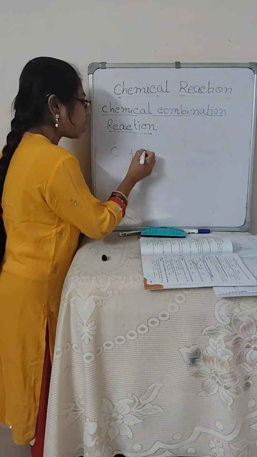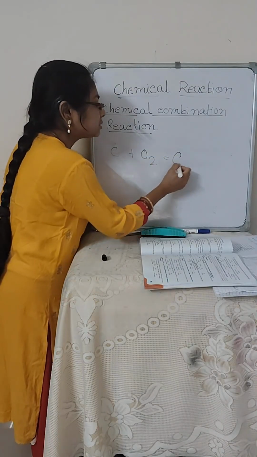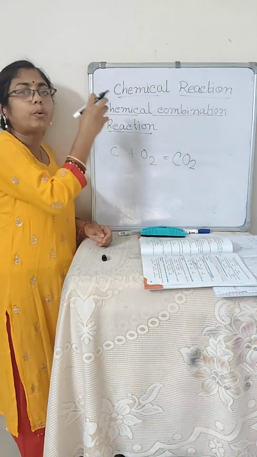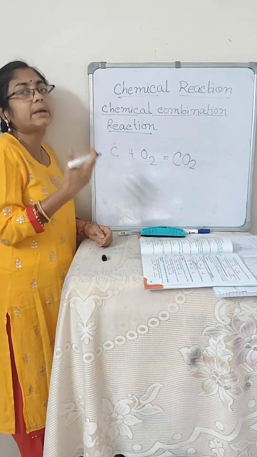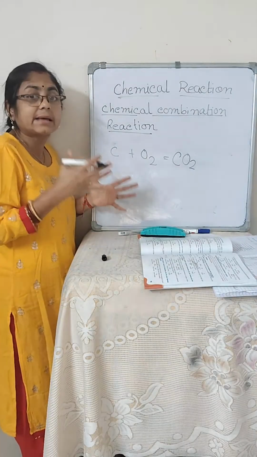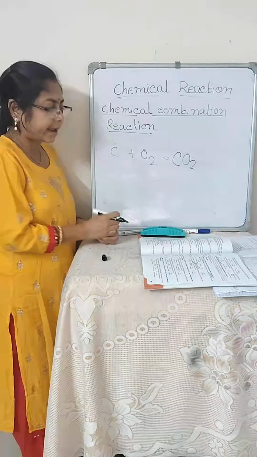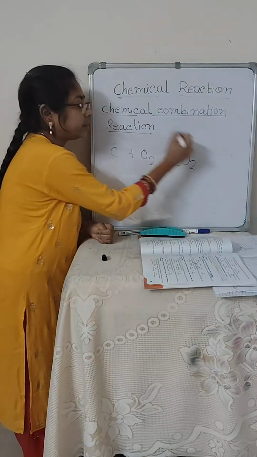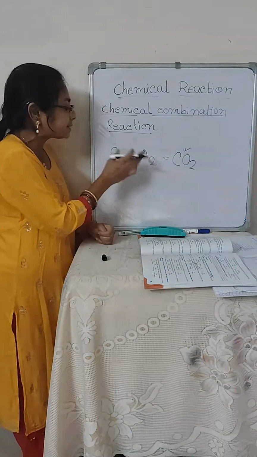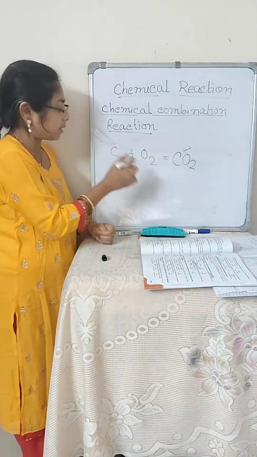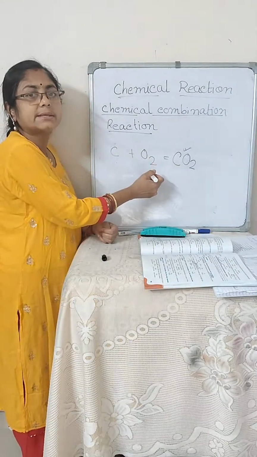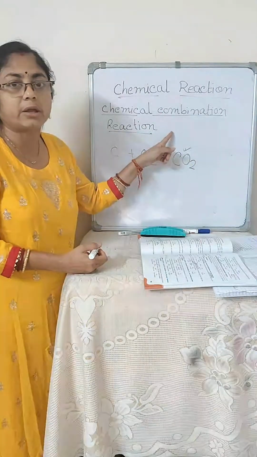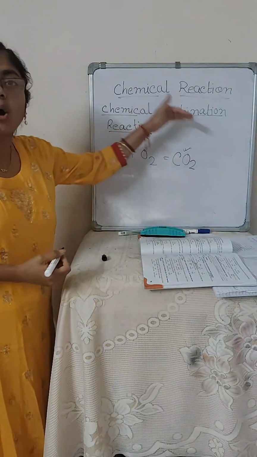Carbon plus oxygen equals CO2, where red hot carbon is put in an oxygen jar. At that time what happens? A cracking sound comes and a colorless gas is produced. It is called carbon dioxide. Look, in that case two elements participate, one is carbon and one is oxygen. In that case only one product is there, carbon dioxide.